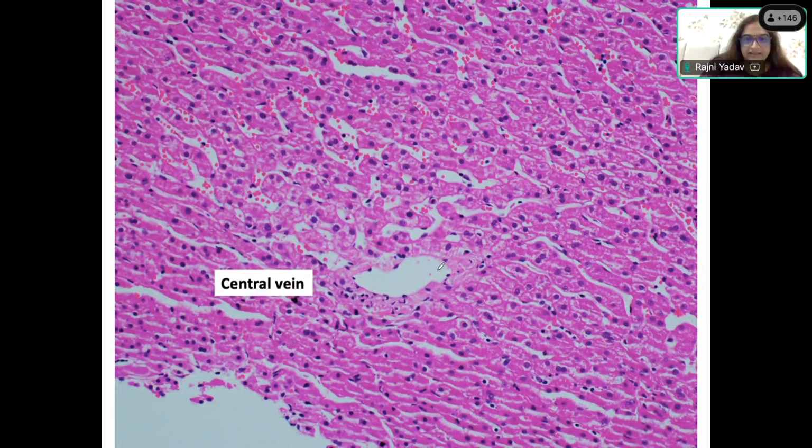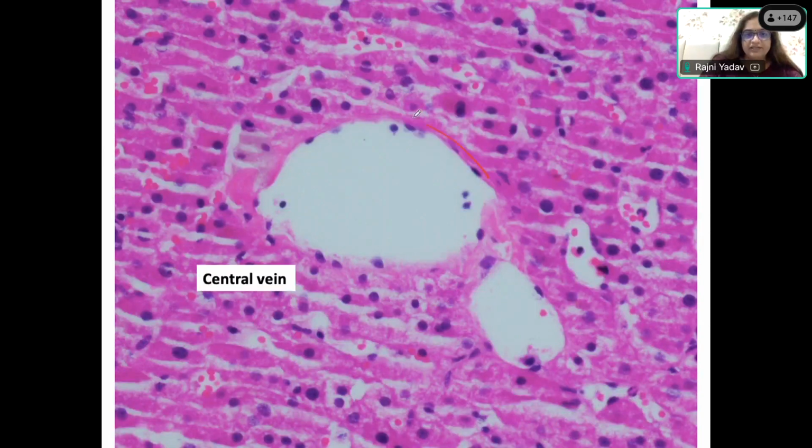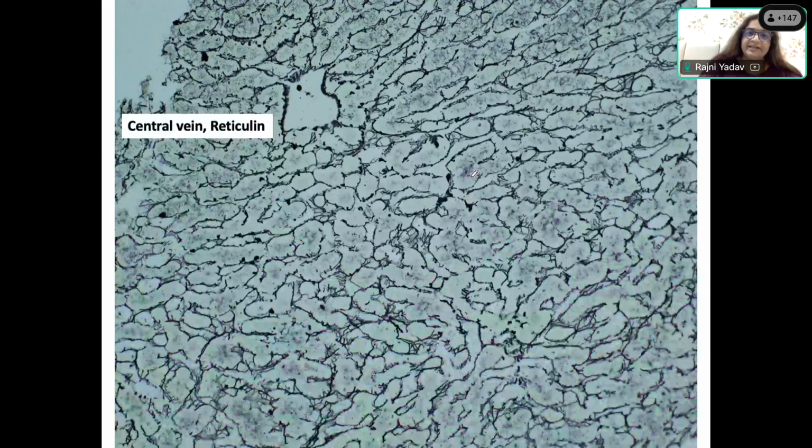Now that's again a central vein, which has a little cuff around it, so it has some thickness as compared to the other veins in the body. And the hepatocyte cords look normal. Again at the higher power, we can see this endothelium, so that's the central vein. Then this is the reticulin stain.